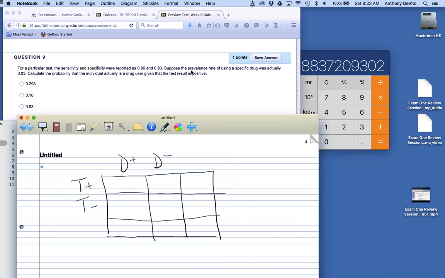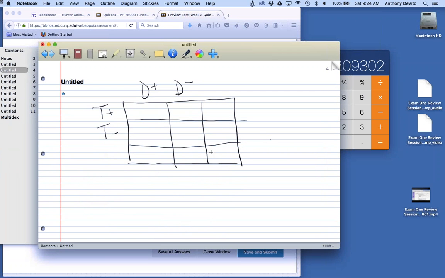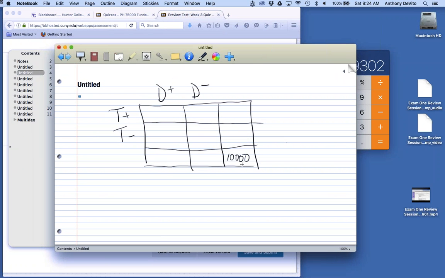So first thing I'm going to do is look at the prevalence. The prevalence of using a specific drug was actually 3%. So I'm going to take a number, I'm going to make it a big number, say 10,000. That's a real big number, right? And I'm going to say to myself, okay, 3% of those people in this population use drugs. So how many people would I expect total out of 10,000 to be drug users? So that comes out to 300, right? 3% of 10,000 is 300.